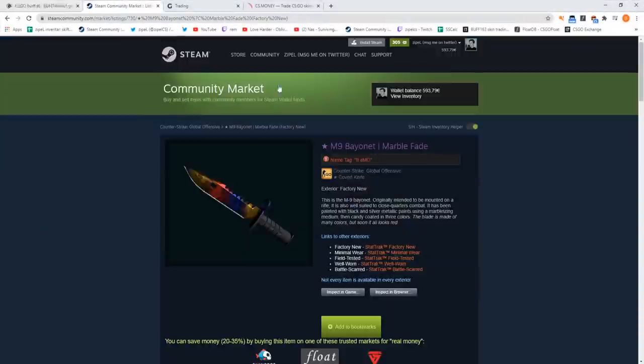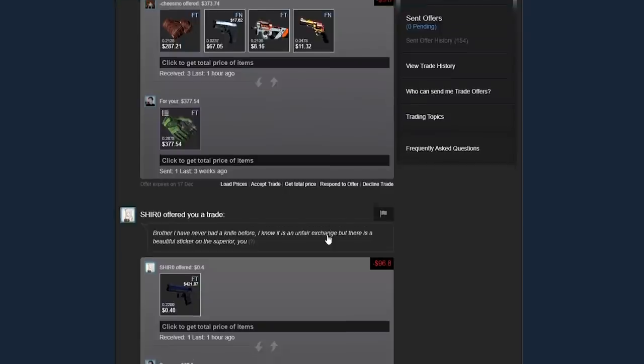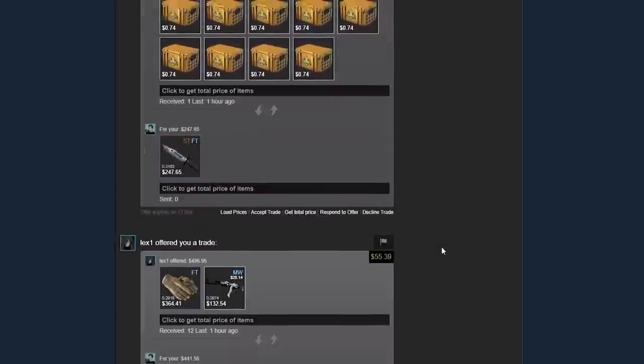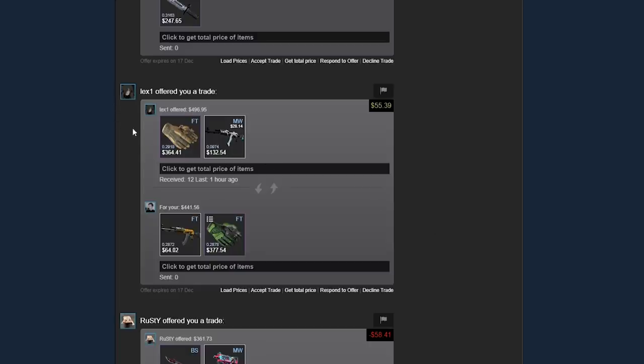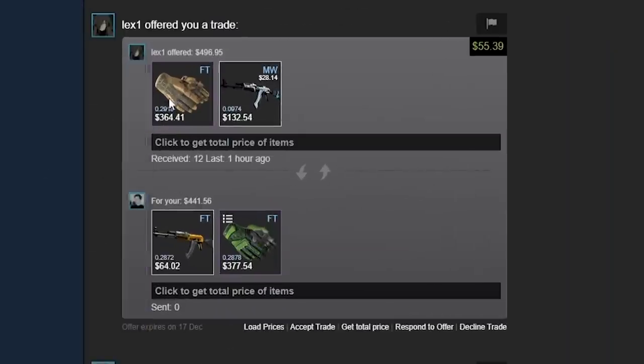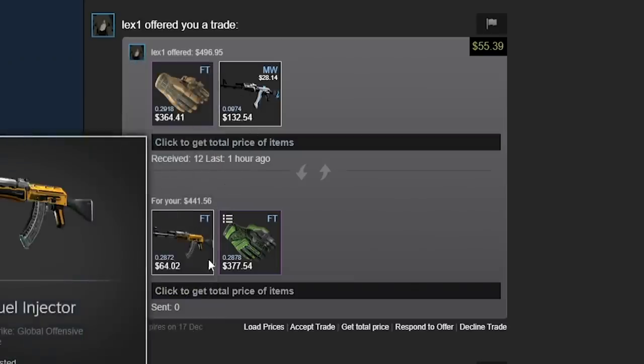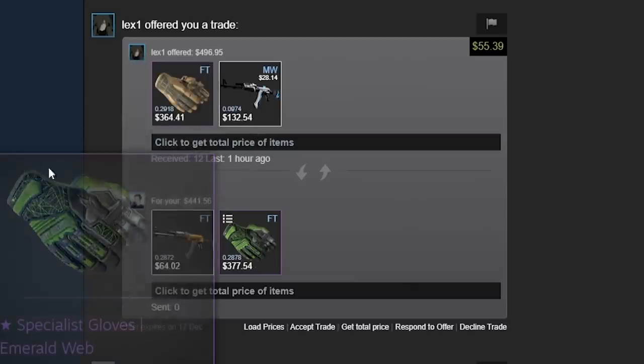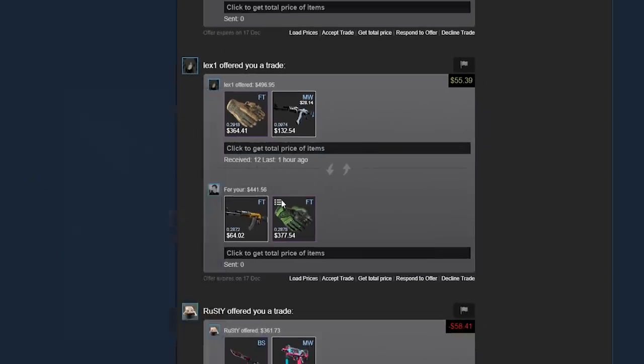So an example I'll show you here is I'll go to my trades and I'll find an example that is good. So here, this guy Lex sent me some Emerald gloves and a minimal wear Vulcan for my field-assisted fuel injector and my Emerald gloves. So in this case, you have some floats that might add a bit of value, which also wouldn't be shown on Steam.